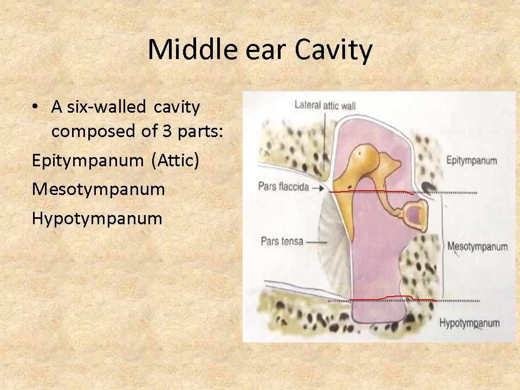It lies above the tympanic membrane and it's continuous with the mastoid antrum posteriorly by the aditus ad antrum. The epitympanum contains most of the ossicles, as you can see from the diagram. The second part is called the mesotympanum, and this is the part facing opposite to the tympanic membrane. And the third part is called hypotympanum, and this lies below the tympanic membrane.